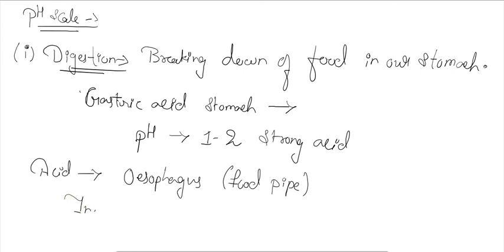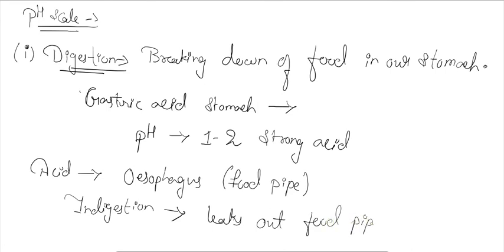When we eat sometimes more, or our stomach is not good, our health is not good, then indigestion happens. Due to that, the amount of undigested food in our stomach increases, and the acid present in our stomach leaks out to the esophagus or food pipe.